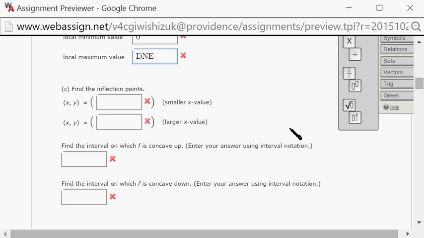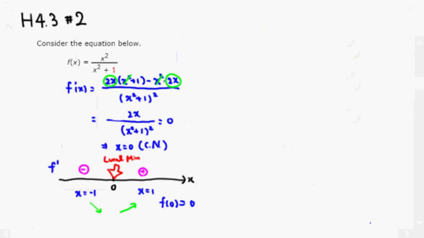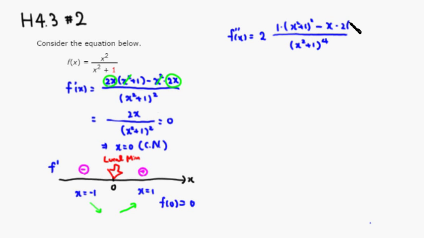Find inflection points. So let's do that. We need to find the second derivative. So f double prime of x is equal to, 2 is just a constant multiple, so I put that in front. Then square the bottom, so you have (x squared plus 1) to the 4th power. Derivative of x is 1 times the bottom, (x squared plus 1) squared, minus top, which is x, times the derivative of the denominator, which is 2 times (x squared plus 1), then multiply by the derivative of the inside, which is 2x.